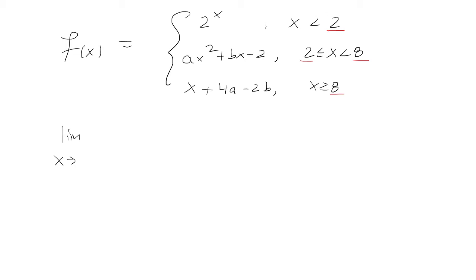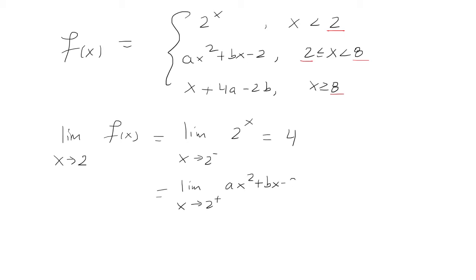So let's look first at x approaching 2. You want the left-hand limit and the right-hand limit to be equal. If we're looking at the left-hand limit, we're approaching 2 from the left, so that's x being less than 2, which is 2 to the x, and that's just going to be 4. You want this to be equal to the limit as x approaches 2 from the right. That's x being greater than or equal to 2, so that's ax squared plus bx minus 2. For this one, you could just plug in 2 and get 4a plus 2b minus 2.